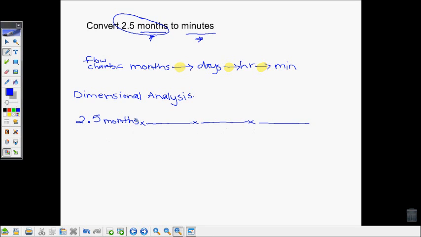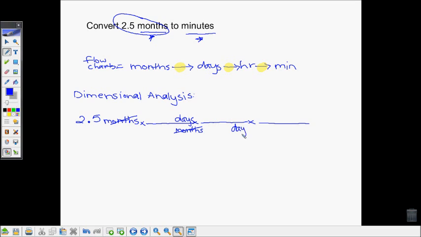In a fraction, if I want something to cancel out that's in the numerator, I'm going to put the exact same unit in the denominator. The reason I'm doing this is because I do not want to end up with months as my final answer. I want months to cancel out so I can go to days. So I'm going to put days in the numerator because that's the next step in my flow chart. But my flow chart says that's not where I want to end up. I want to go to hours. So I need days to cancel out.